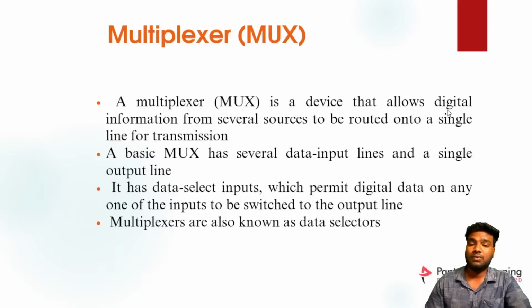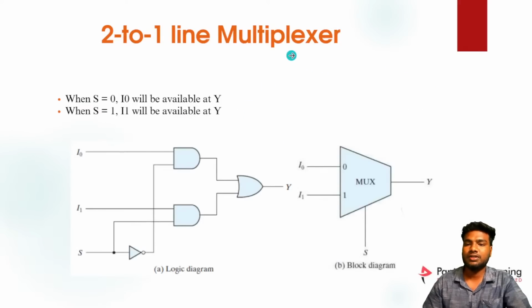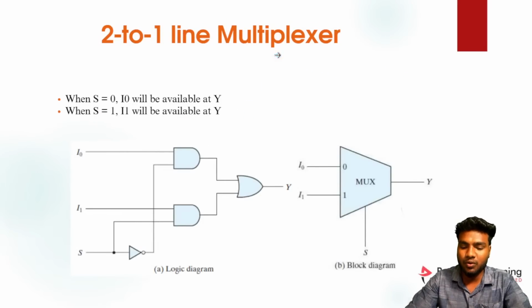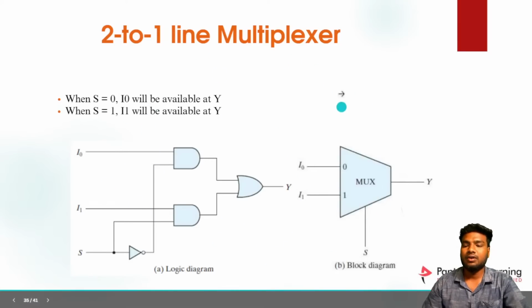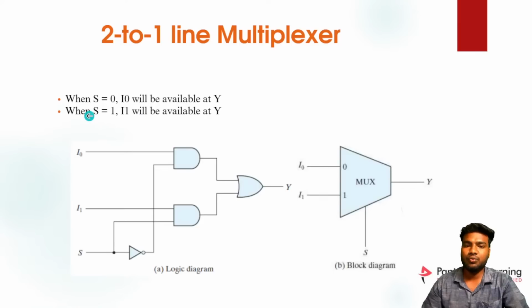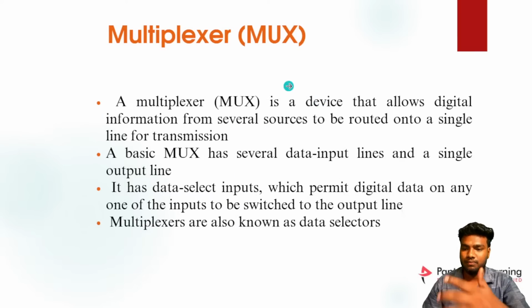So let's move to the mux. We have already written some code in mux, like a 2x1 mux. This is the basic operation of the mux. We know that it will compress the input. Basically, the mux is the device that allows digital information from several sources to be routed onto a single line of transmission. So it does a kind of compression.